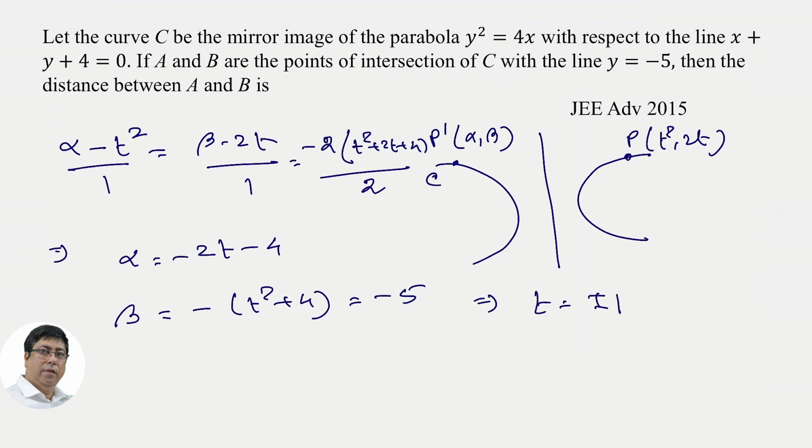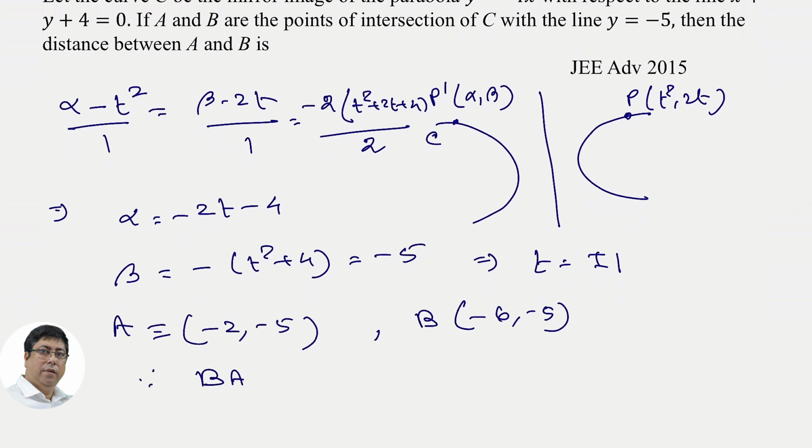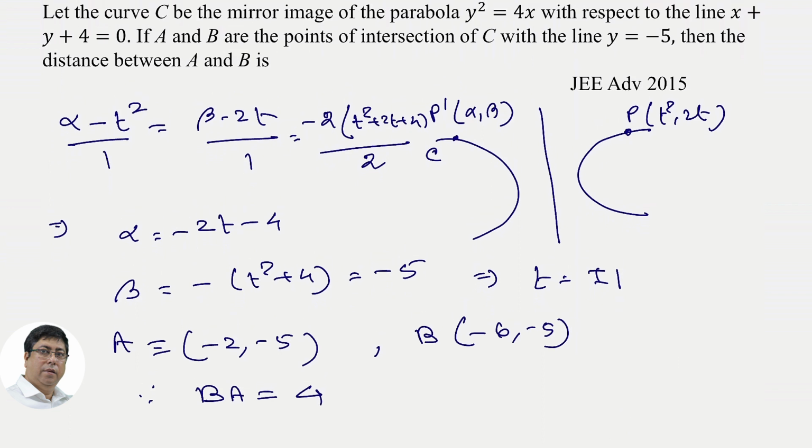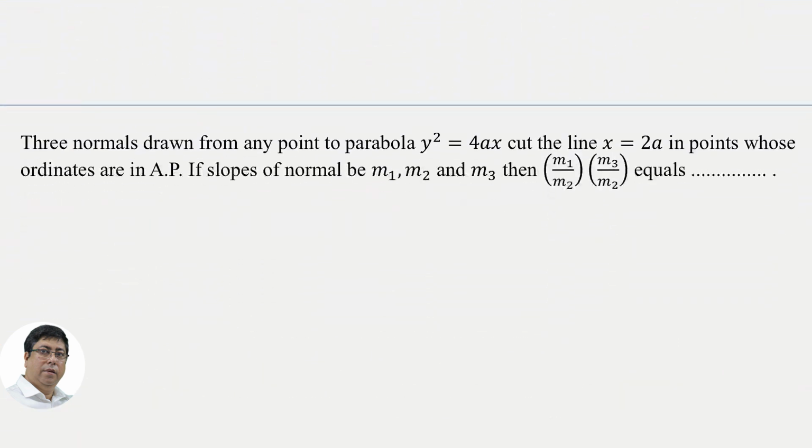So put t equal to 1 and t equal to minus 1. The A point is coming to be (minus 2, minus 5), and the B point is coming to be (minus 6, minus 5). Therefore, AB equal to 4. So this is an integer type question that came in the IIT examination. Let us go to the next one.